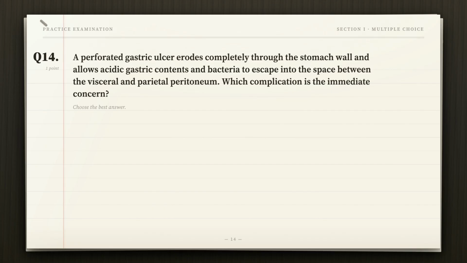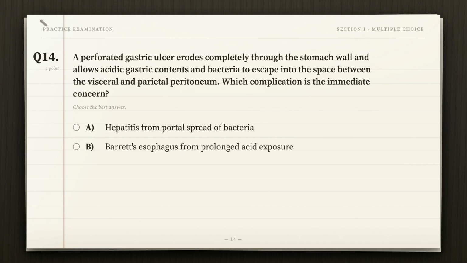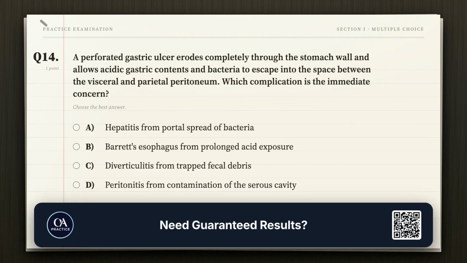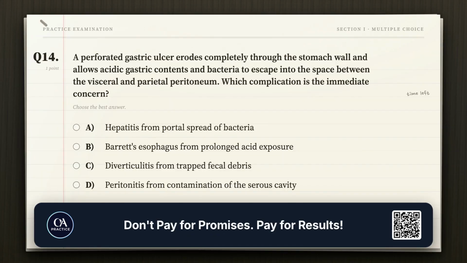Your options are A. Hepatitis from portal spread of bacteria. B. Barrett's esophagus from prolonged acid exposure. C. Diverticulitis from trapped fecal debris. D. Peritonitis from contamination of the serous cavity. Which would you go with? Lock it in before the reveal.